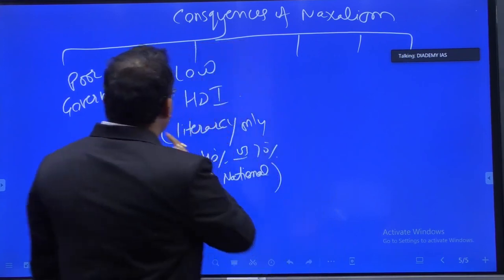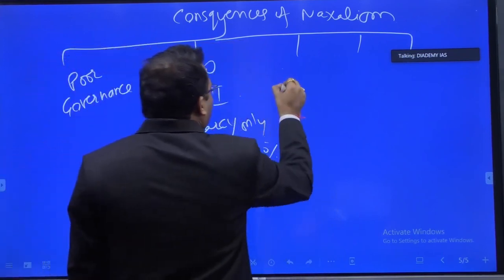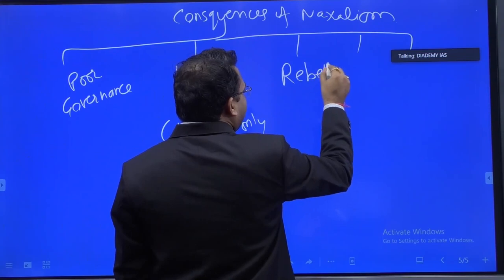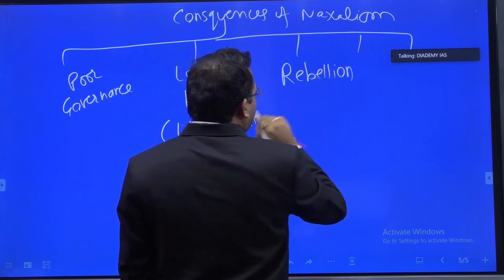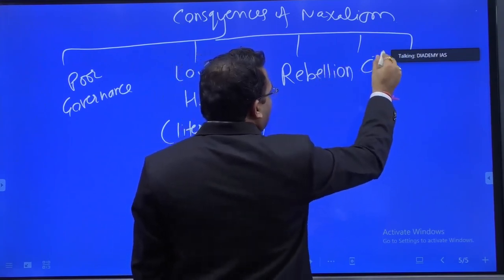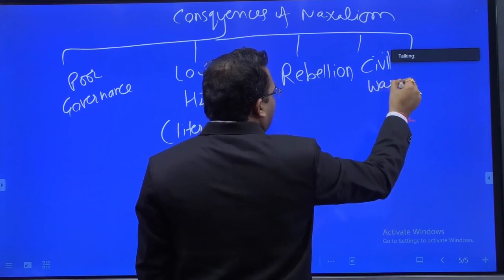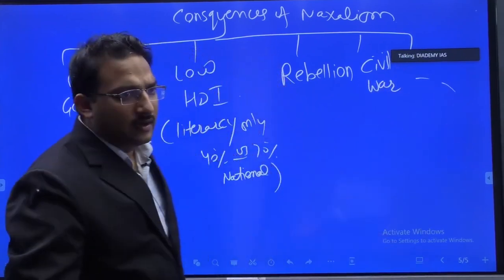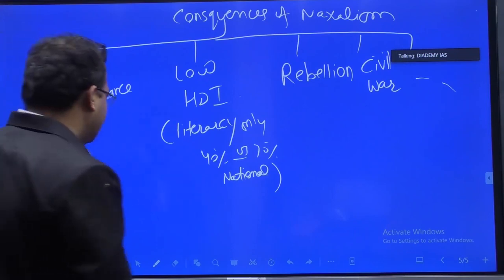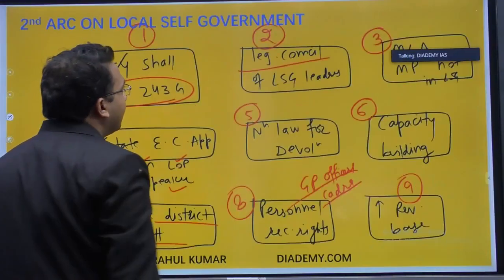Okay, poor governance, low HDI, then rebellious nature of the people, rebellion, okay, civil war, okay, and so on, right? Poor tax collection and all. So you can note this kind of point, okay.